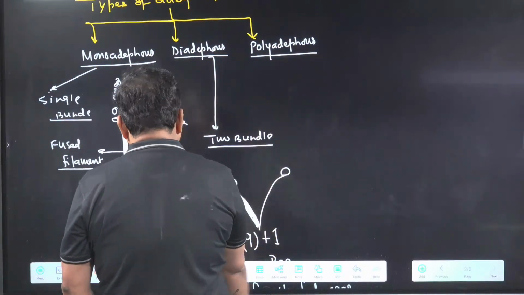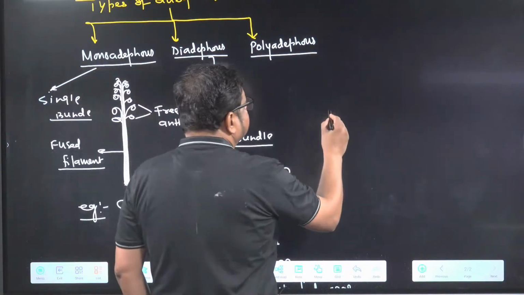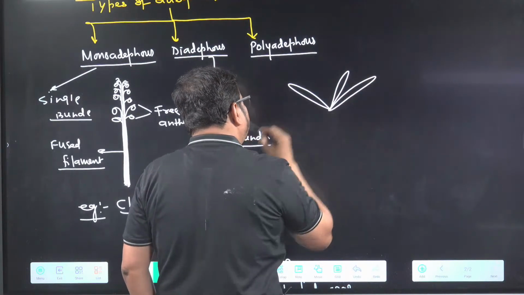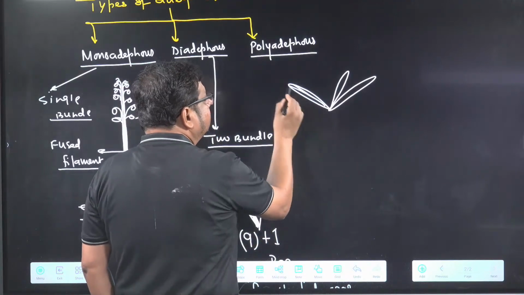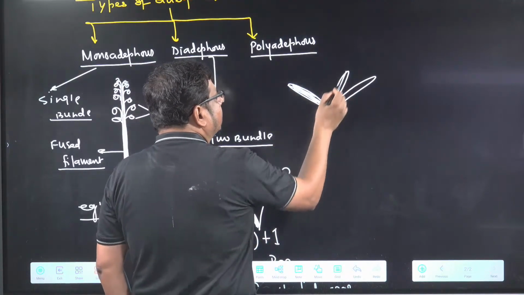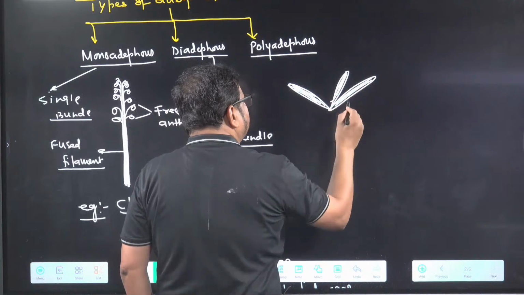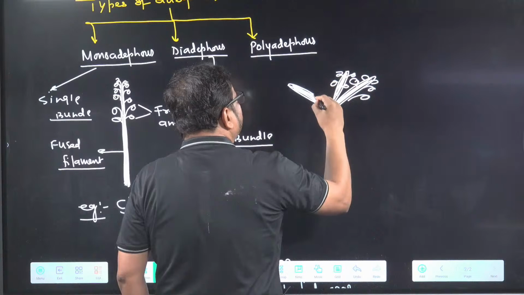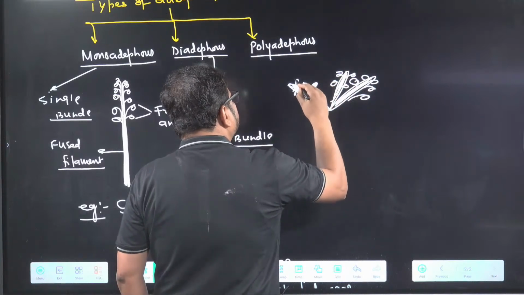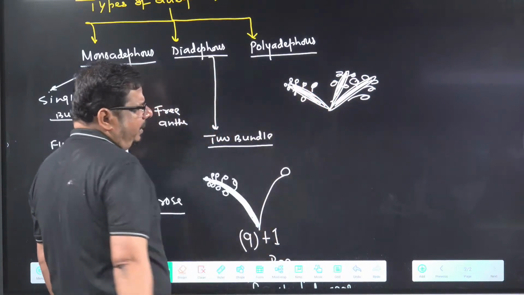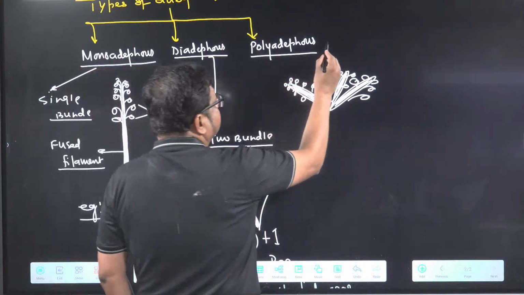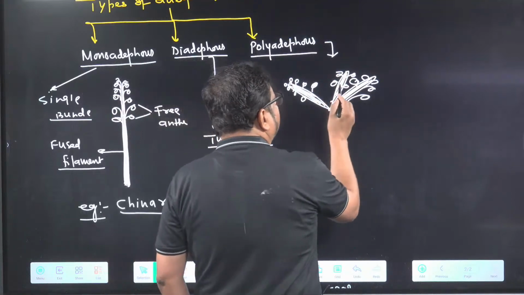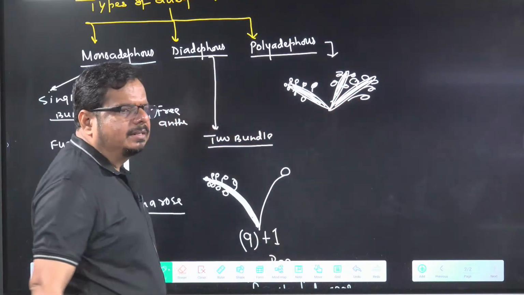Now we are going to talk about the third type of adelphous condition, the polyadelphous condition. Here the number of bundles is more than 2. So I am making the bundles. See, who is fused? Filaments are fused. And these are the anthers. You just try to understand for your imagination. Who is free? The anther is free. So it is called the polyadelphous condition. More than 2 bundles. 1, 2, 3. More than 2 bundles are there.